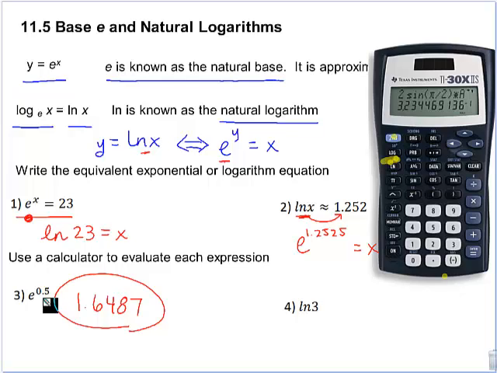All right, so number 4, evaluate the natural log of 3. For all the natural logs, we have to use our natural log button, which we already know is right here on our calculators. So you just have to hit the natural log and then 3. Doing so, you should be able to get 1.0986.